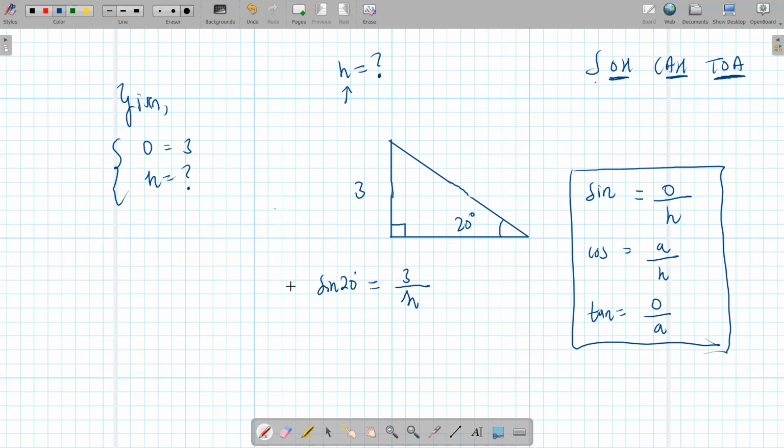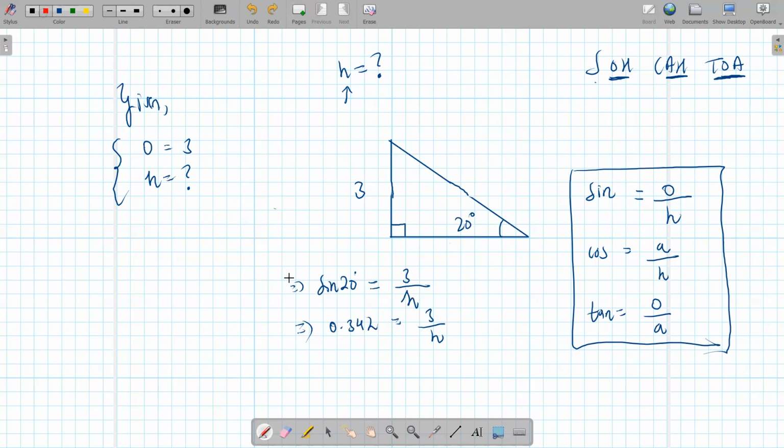Why don't you try plugging in sine 20 on your calculator and tell me what it gives you? It's going to give you a mumbo jumbo decimal number, but that's fine because that's exactly what it is. If you plug in sine 20, it's 0.342, and that is equal to 3 over H. And there we go. Now we have a linear equation. How do you solve for H? You multiply 3? Nope. If you multiply 3, you'll just get a 9. It's not going to help you cancel that out on both sides. You divide.